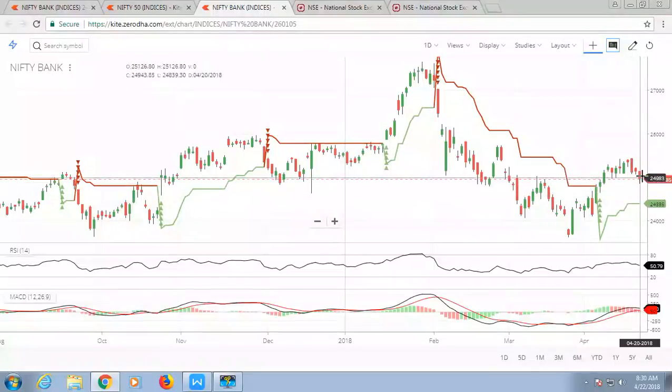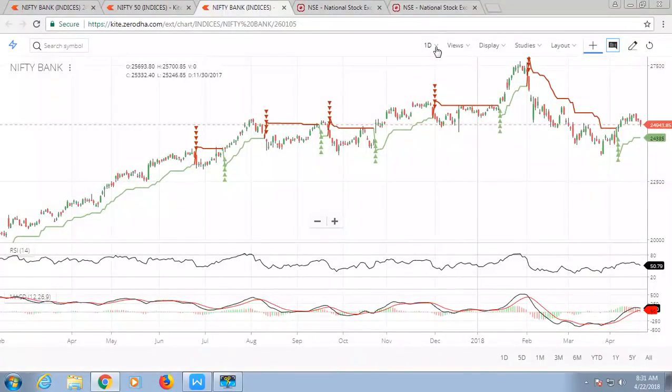If we check the closing, high price and all, we find that 24,943 was the closing. Lowest was 24,839, and opening was 25,126, whereas it made a high of 25,126. That is, opening was the highest for the Bank Nifty on the last day, Friday. So we can see a crucial data point, that is Bank Nifty is below 25,000. So this is all about the daily chart of Bank Nifty.